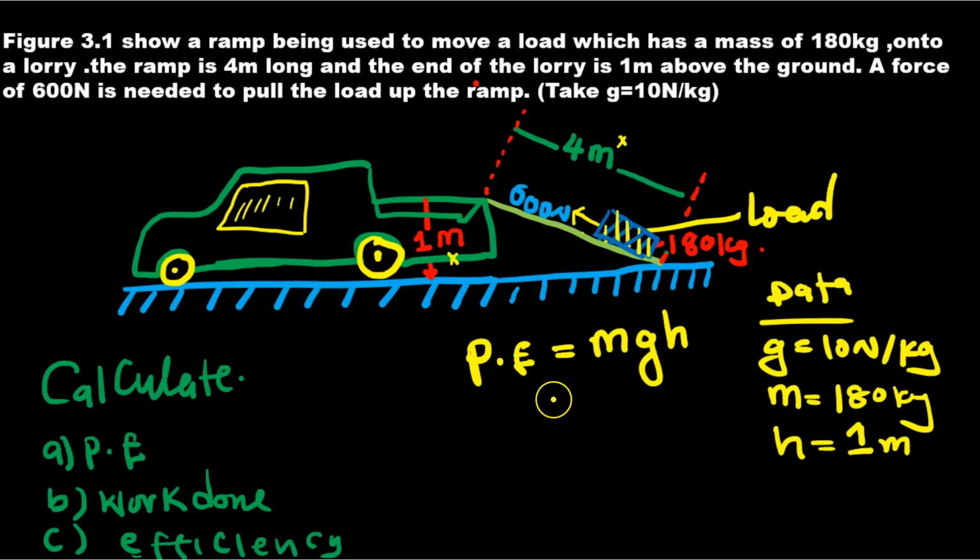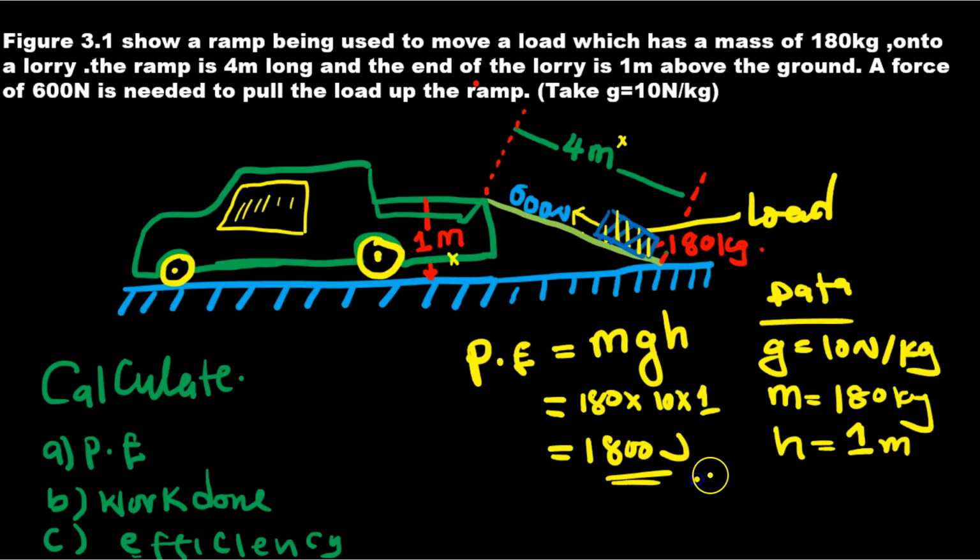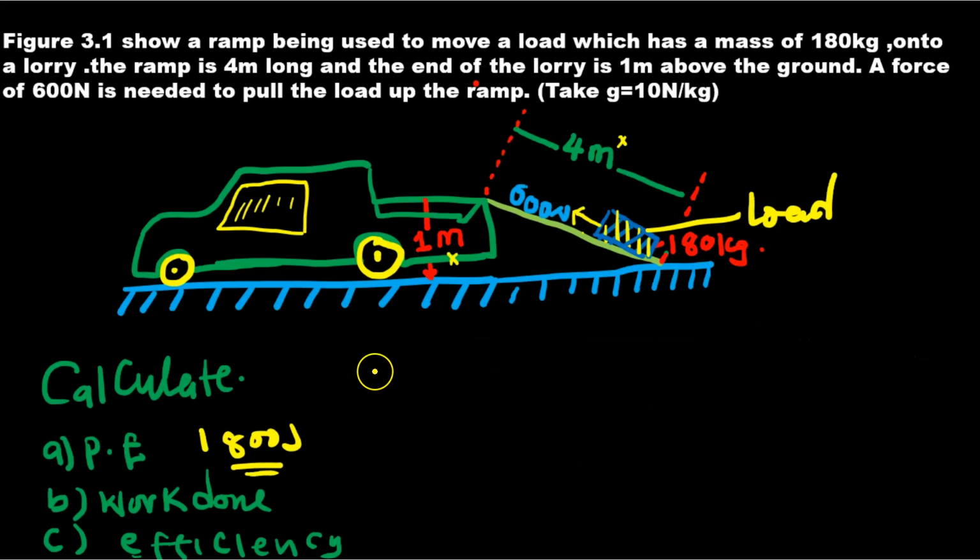Now, plugging everything into the equation, we have mass 180 multiplied by gravity 10 multiplied by height 1. This gives us 1,800. Energy is measured in joule. So that is the answer for potential energy. The answer to the first question is 1,800 joule.